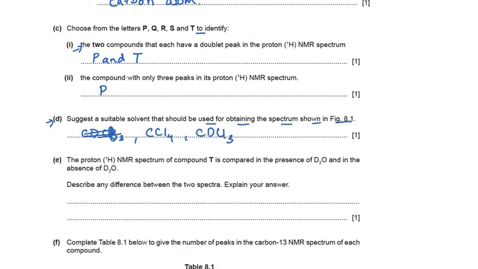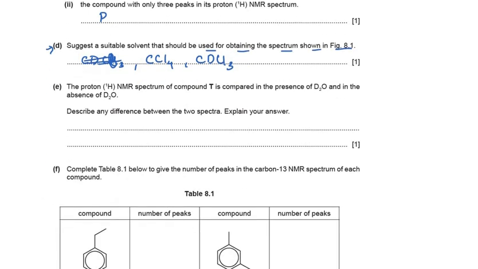It says that the proton NMR spectrum of compound T is compared in the presence of D2O and in the absence of D2O. Describe any difference between the two spectra. Explain your answer. Now, to understand this, we should know that if a compound has either an alcohol group OH or any amine group, then the compound, when dissolved in D2O, that is heavy water, is going to replace this hydrogen with D, and so the peak responsible for this proton will disappear from the spectrum.